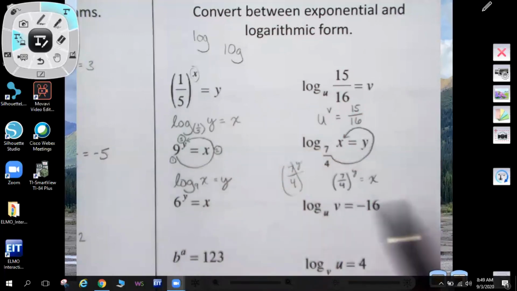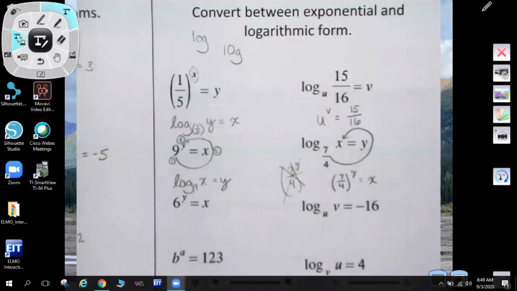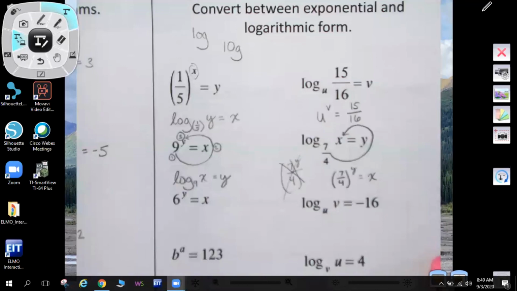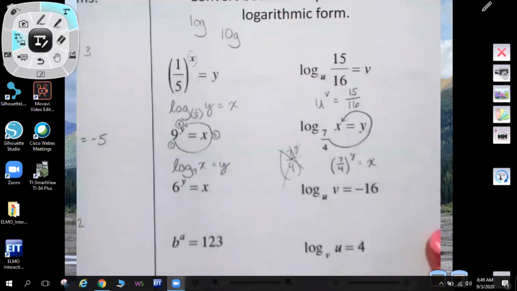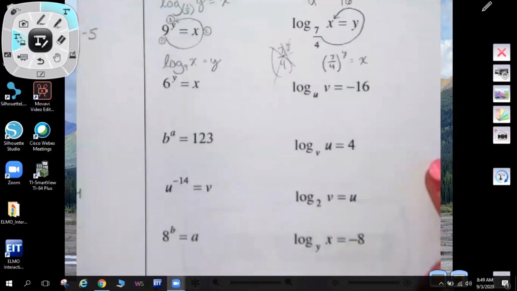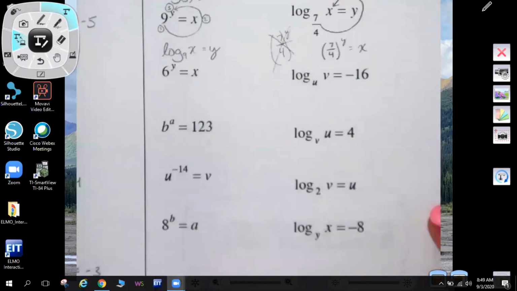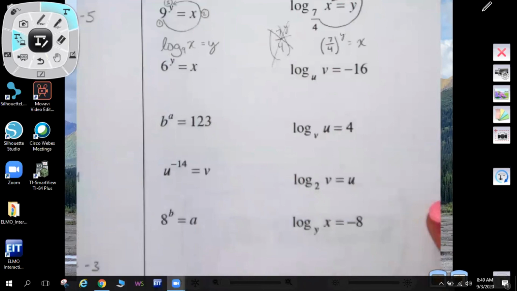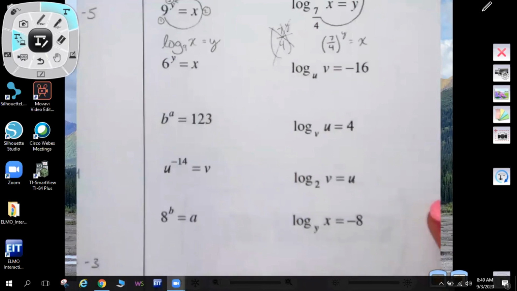So, any questions on converting between the two forms before y'all do the rest of these? Okay, there's 8 left on this page. So I want you guys to do those on your own. Check your answers with someone next to you. And then I'll write the answers in a minute to make sure you got those.